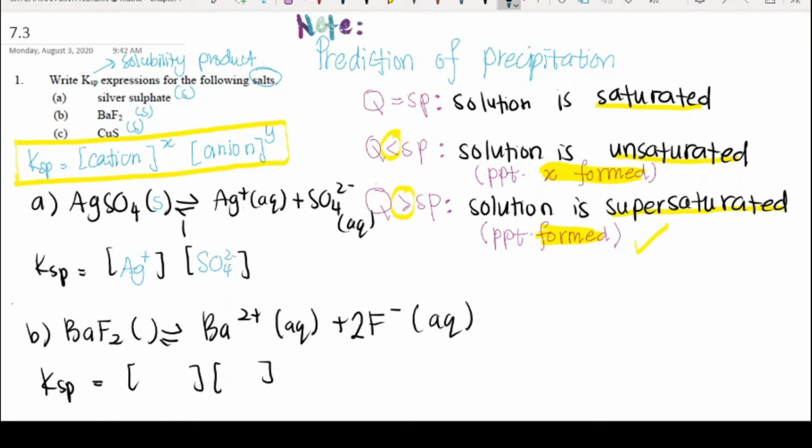For B, your salt must be in solid form, so it will partially dissociate to form this. So your KSP would be Ba2+ times F minus, but please beware that your mole of F minus is 2, so it should have the power of square.